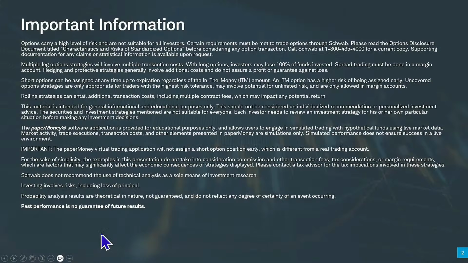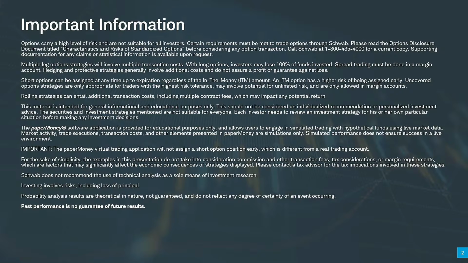All right, let's go through our disclosures and get down to the business because I've got a lot I want to cover with you today. Options carry a high level of risk and are not suitable for all investors. Multi-leg option strategies will involve multiple transaction costs. What we talk about today is intended for educational and informational purposes only. Don't consider it a recommendation.